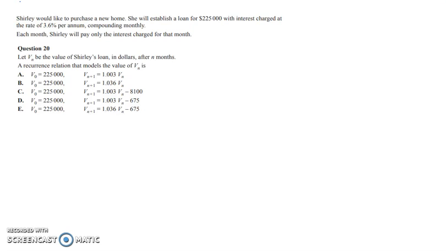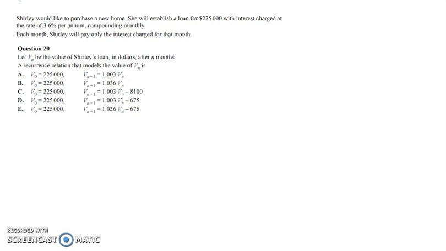Hello, this is a question from the 2017 Exam 1 core section, question 20, in the recursion and financial modelling section of the exam. Shirley would like to purchase a new home. She will establish a loan for $225,000 with interest charged at the rate of 3.6% per annum, compounding monthly. Each month, Shirley will pay only the interest charged for the month.